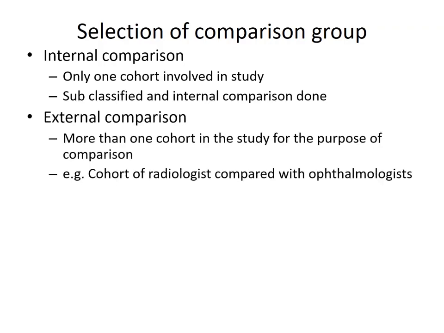The second option is external comparison. So we have more than one cohort in the study for the purpose of comparison. For example, if we want to assess the level of X-ray exposure on a certain type of cancer, we can have a cohort of radiologists compared with a cohort of ophthalmologists, two different cohorts.